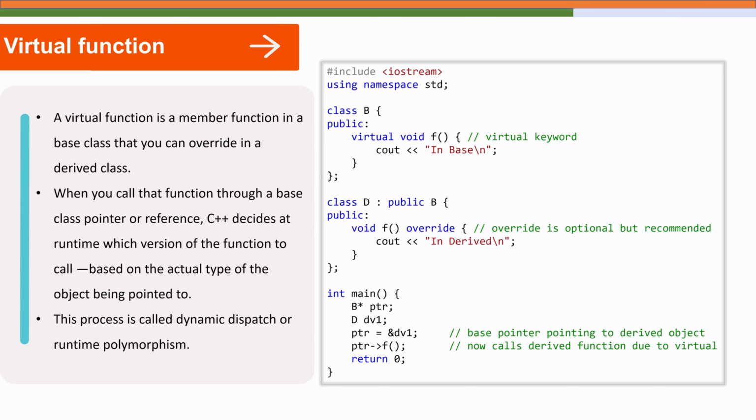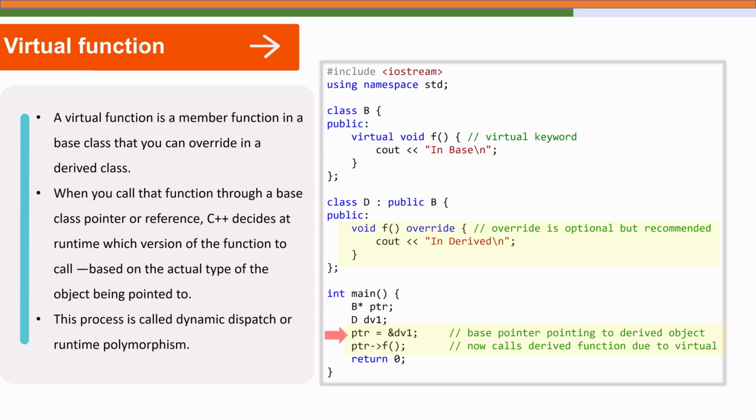In the main function, we create a base class pointer ptr and make it point to the derived class object db1. Now, when we call function f through ptr, the compiler sees that the function is virtual. So, as instructed, it defers the decision until the runtime, when it knows that the ptr actually points to a derived object. So the program then calls the derived version of f, and the output now becomes "in derived". So this message will be printed.